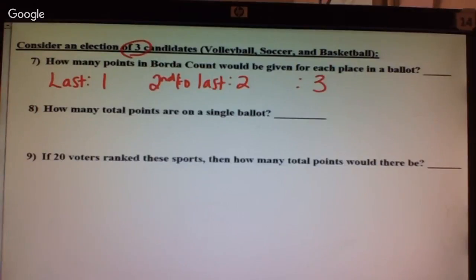So, if I give out 3 points, 2 points, and 1 point, how many total points do I have on a single ballot then? 6. 1 plus 2 plus 3. Or 10 minus 4, because you got rid of that 4th place. If I have 20 voters, how many total points do I have then?